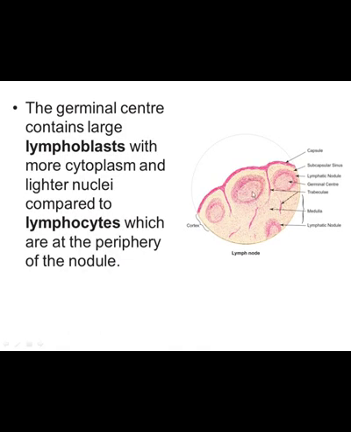Here we see the germinal center. This germinal center contains large lymphoblasts with more cytoplasm and lighter nuclei as compared to lymphocytes at the periphery of the nodule. Here lymphocytes, and in the center, which is lighter, this has lymphoblasts.